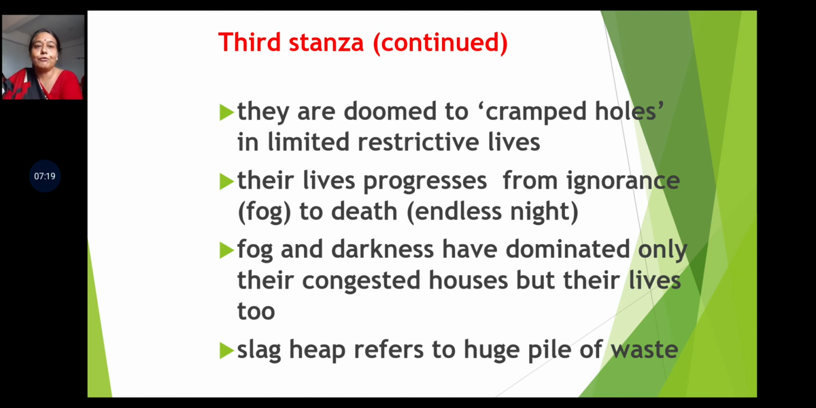opportunity. Fog and darkness have dominated not only the congested houses, but their lives too. There's not just fog around that place, there's not just darkness in their houses, but in their lives also, because they do not have that bright light of the sun, they do not have that bright light of education to find an opportunity for themselves.